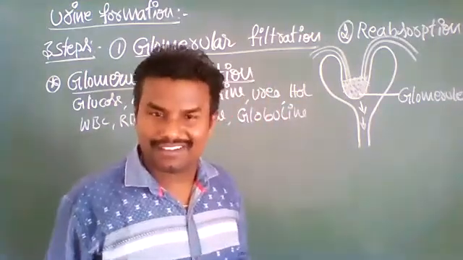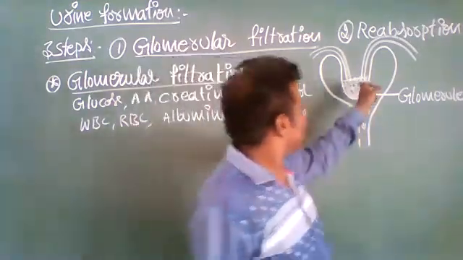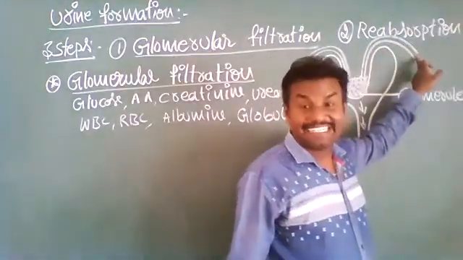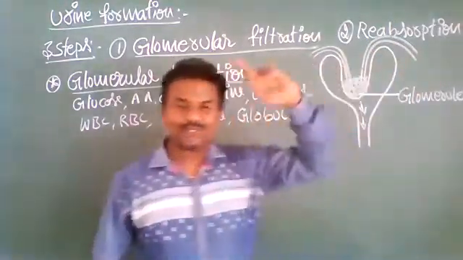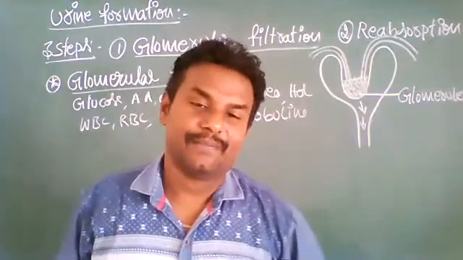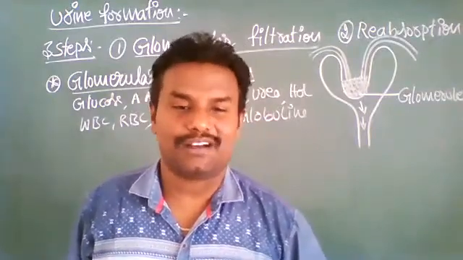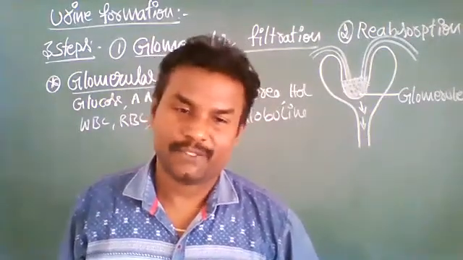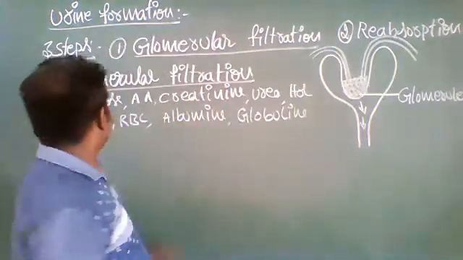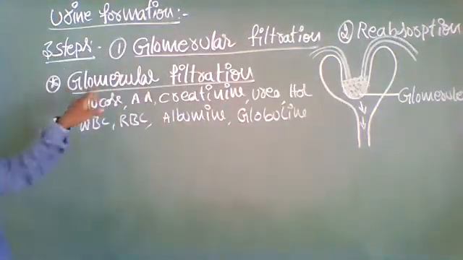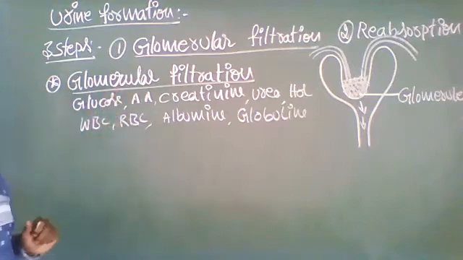These are useful. Those useful materials go through the efferent arteriole to the body parts, to the heart first. Okay, that's all. So this is the first statement of glomerular filtration.